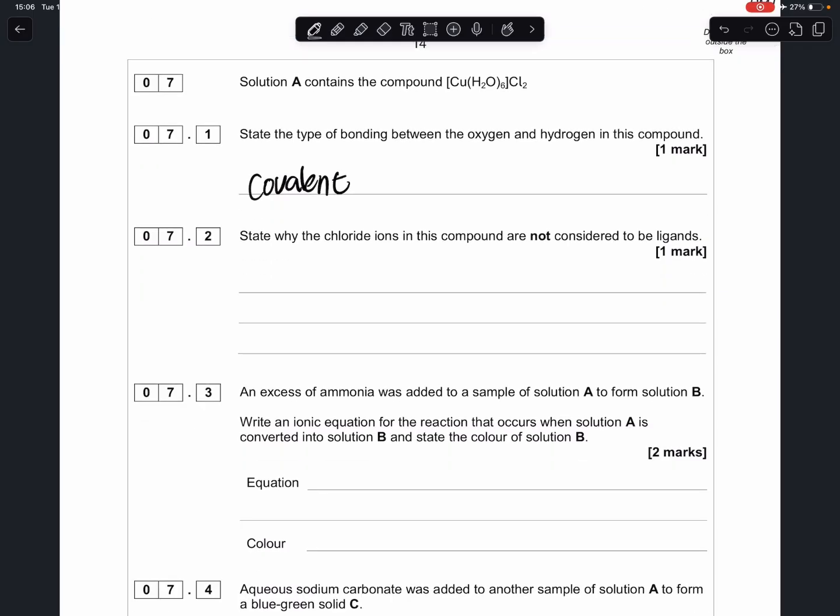State why the chloride ions in this compound are not considered to be ligands. So we see here, they're not donating any electrons to the central copper transition metal. They're not acting as ligands, they're not in these circle brackets in the complex, they're outside of the complex. So we could say that Cl is not donating a lone pair to copper 2+.